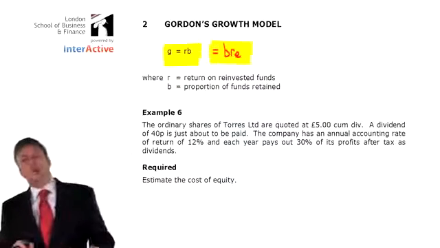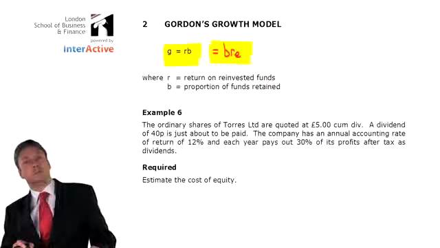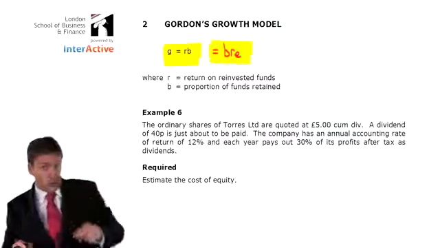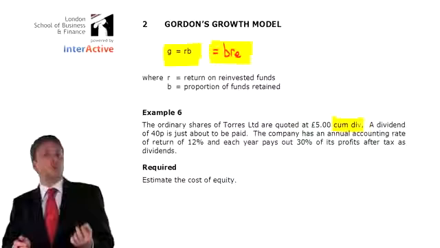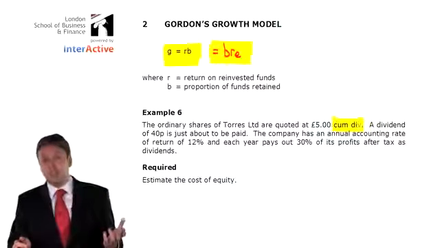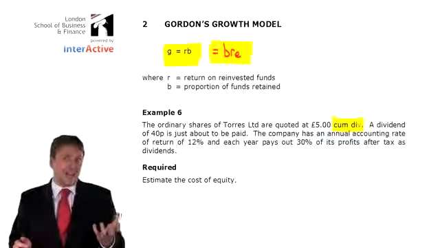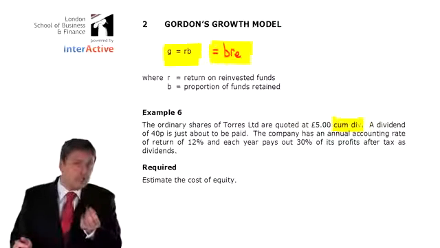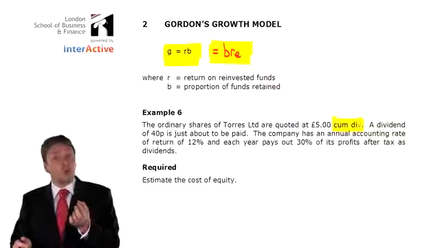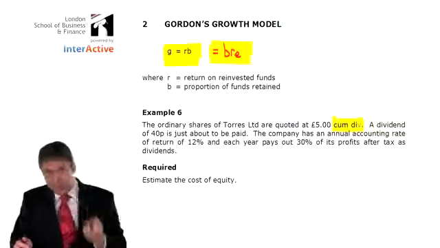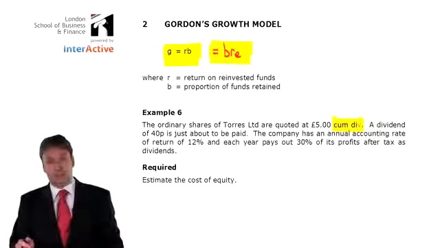The ordinary shares of Torres Limited are quoted at £5 cum div. I thought I wouldn't catch you out. Notice it's cum div, cumulative of dividend. What does that mean? Well, exactly right. It means that the dividend has not yet been paid. We want to use the ex-div value. In order to do that, we're going to have to strip the dividend out of this value.